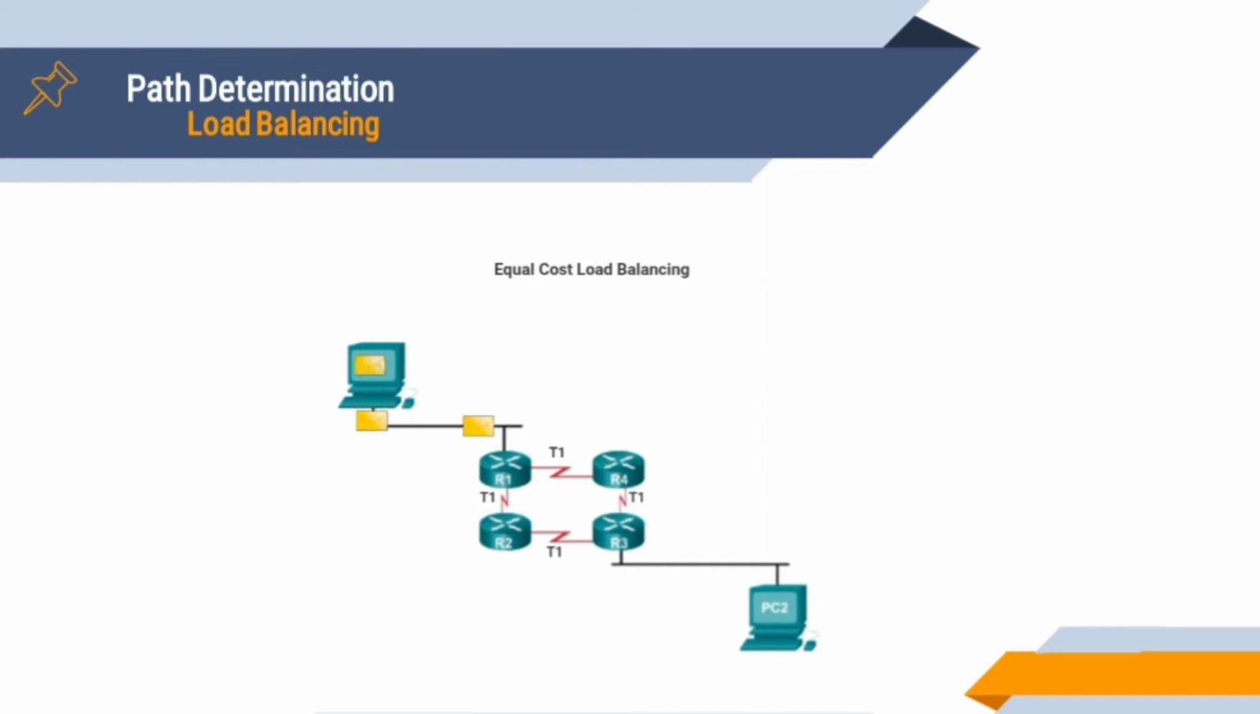If configured correctly, load balancing can increase the effectiveness and performance of the network. Equal cost load balancing can be configured to use both dynamic routing protocols and static routes. Note that only Enhanced Interior Gateway Routing Protocol supports equal cost load balancing.